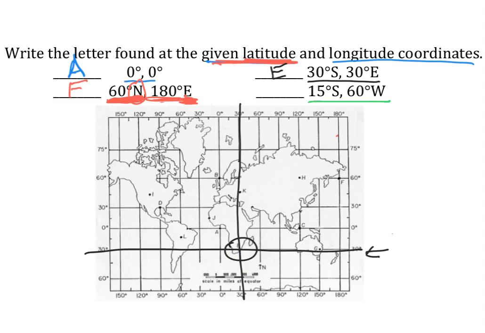And for the last one, 15 degrees south should have been halfway between 0 and 30 degrees south, because that is south of the equator. And then 60 degrees west, we're going the opposite direction. We're going west this time. Here's 60 degrees, and the point where they cross is at point L. If this is confusing to you, just go back, listen again. Trust me, it'll make more sense the second time around.